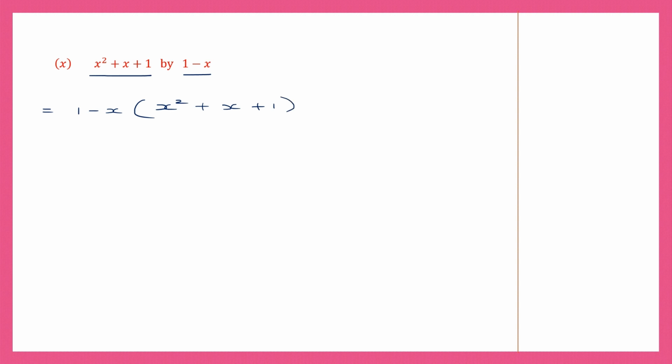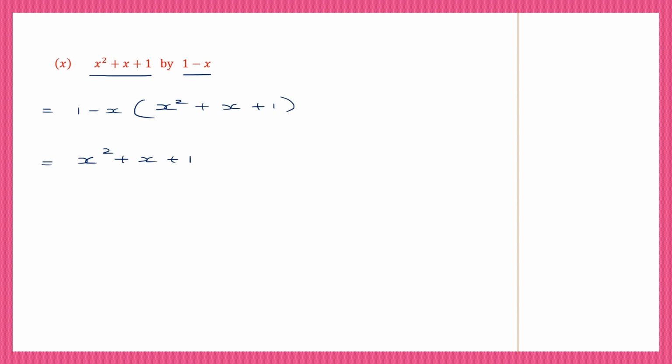Now we have to multiply 1 into every term here, into this whole thing. When you multiply, you get the same thing back. 1 into x square, then 1 into x and 1 into 1. So it's going to be the same thing, because when you multiply with 1, you get back the same thing: x square plus x plus 1. Now we finished with 1.